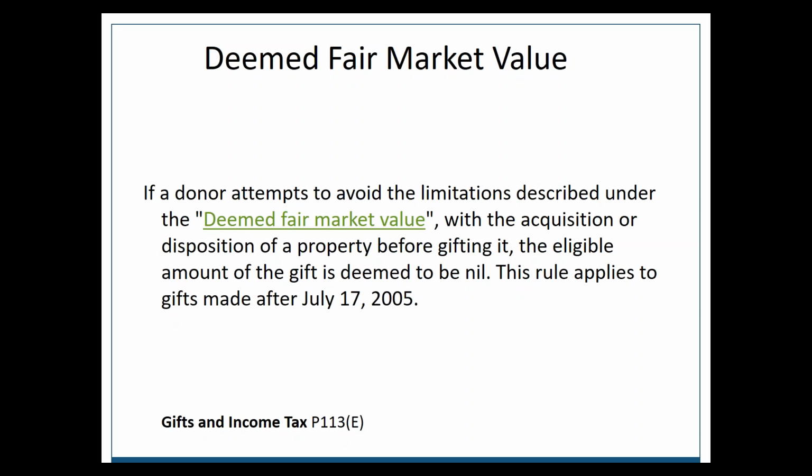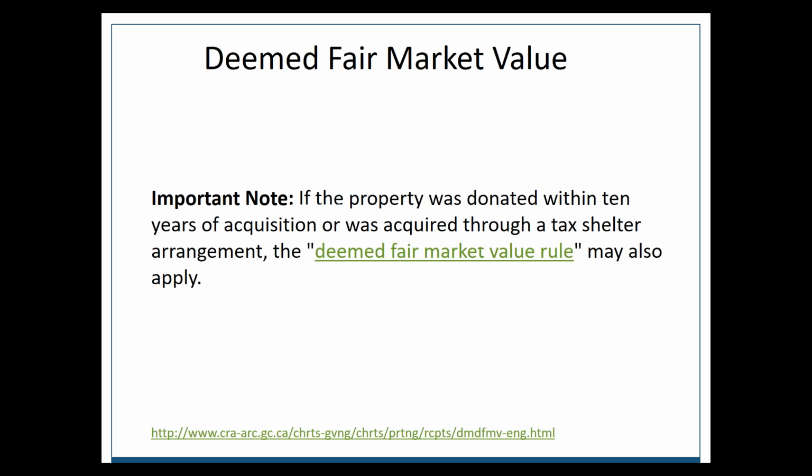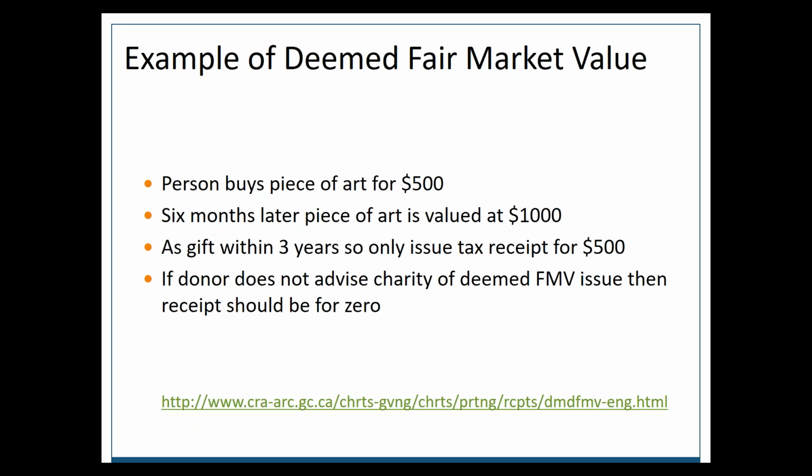But CRA can deem the amount to be nil, and the receipt will be valueless, because unfortunately in that case the charity should have made sure that they found out, and the donor should have told the charity that the maximum amount that they could have gotten was the 20 million, not the 25 million. Okay? So definitely pay attention to these rules.